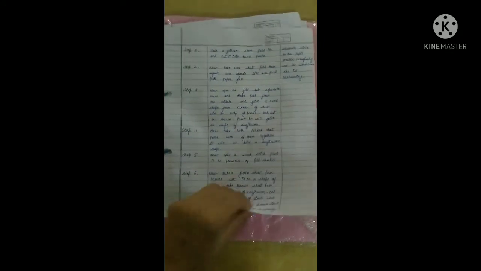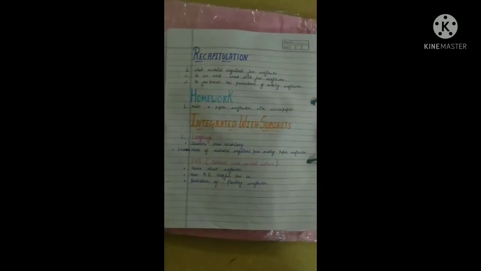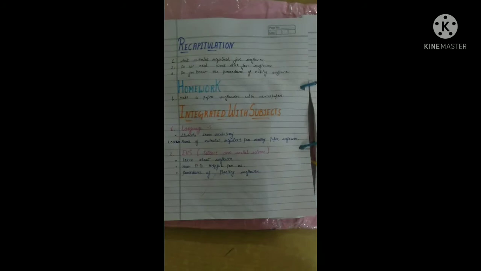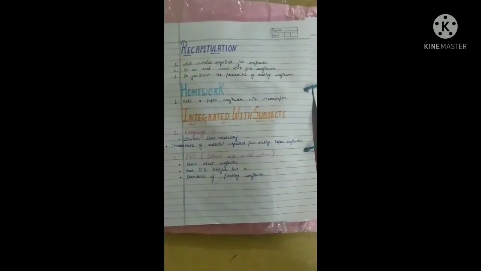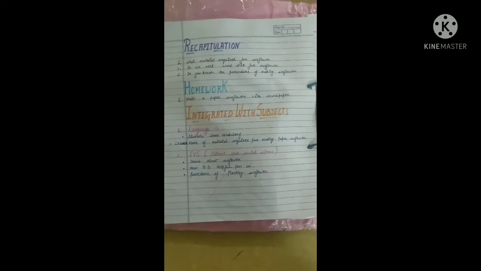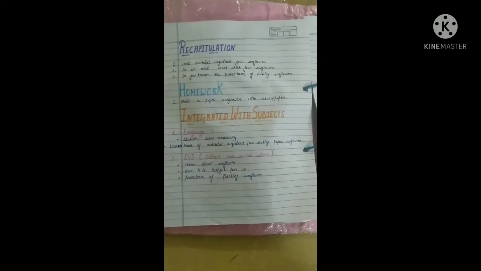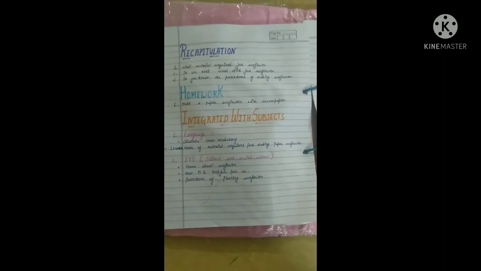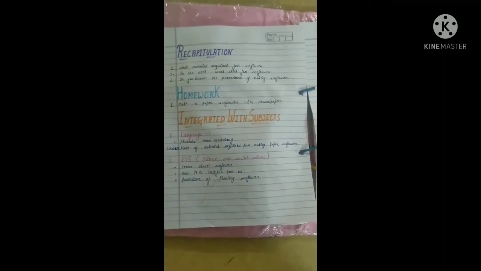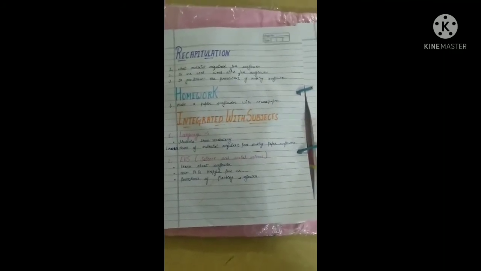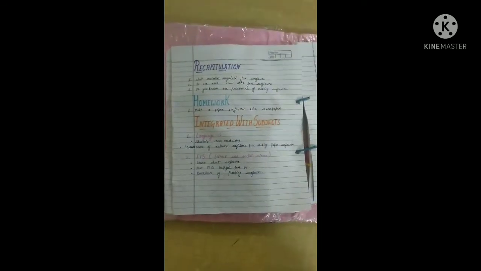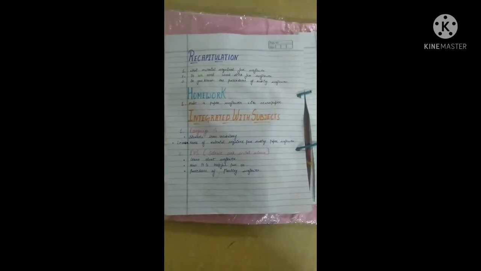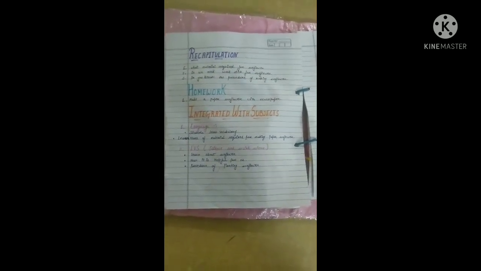Let's move to recapitulation. In recapitulation, we need to write a few questions like what material is required for a paper sunflower, do we need a wood stick for the sunflower, this type of questions. And after that we need to write homework. And after homework, we need to write one of the most important parts, that is integrated with subject.